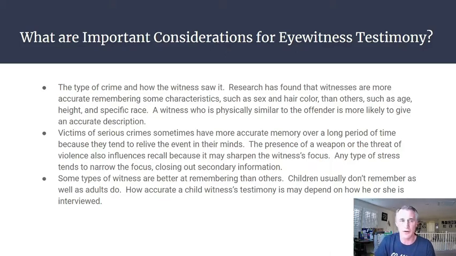The presence of a weapon or the threat of violence also influences recall because it may sharpen some witnesses' focus and dull or confuse others. Any type of stress tends to narrow the focus and closes out secondary information. Some types of witnesses are better at remembering than others. Children don't usually remember as well as adults do. How accurate a child's testimony is may depend on how he or she is interviewed. A lot of times they can be led by certain questions to make statements that might not be true.